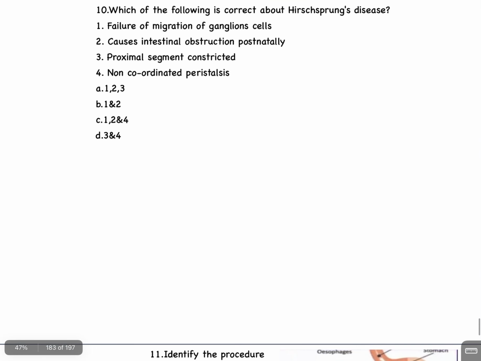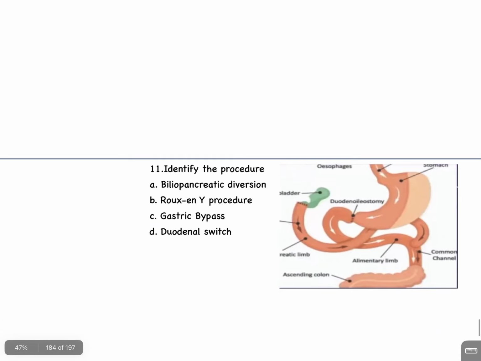Question number 10. Which of the following is correct about Hirschsprung's disease? Number 1. Failure of migration of ganglion cell. Second, causes intestinal obstruction postnatally. Number 3. A proximal segment constricted. Number 4. Non-coordinated peristalsis. इसका आंसर है C. 1, 2 and 4 are correct.